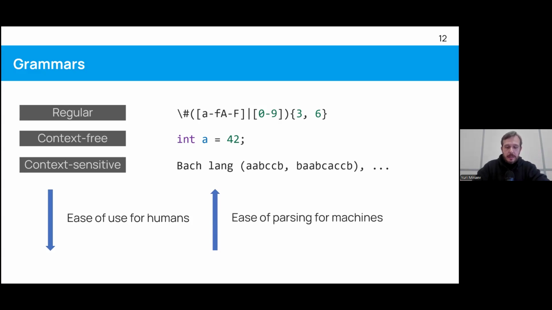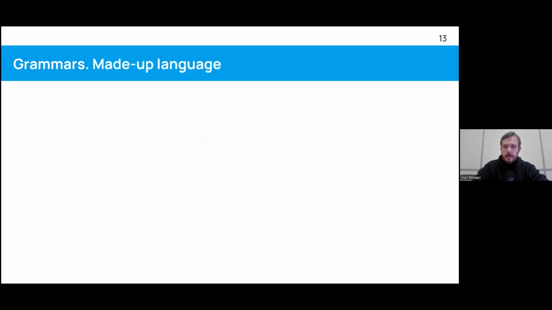All right, let's look at those things more closely. And for that, I'm going to invent a language. It's going to be a small and actually silly language, which will just have one type of expression. But let's see how grammars are written first.